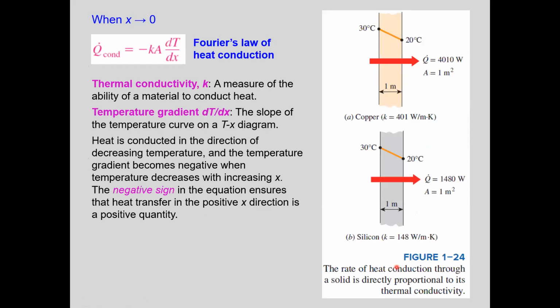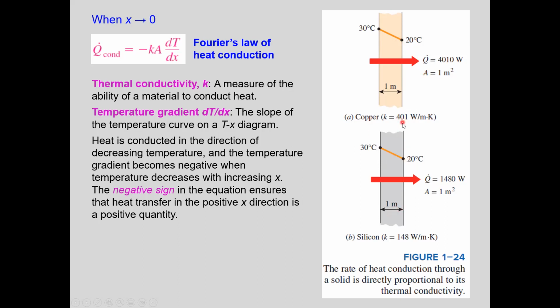Okay, so this is Fourier's law of heat conduction. This equation is very important. Thermal conductivity K is a measure of the ability of a material to conduct heat. This is thermal conductivity. For example, here, 30 degrees, 20 degrees, surface temperature, the same surface temperature, the same thickness.